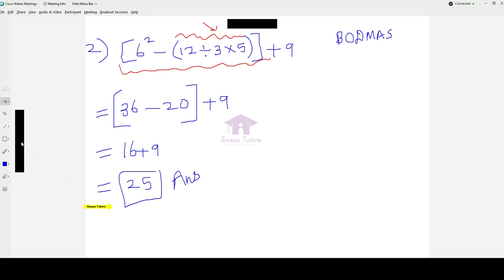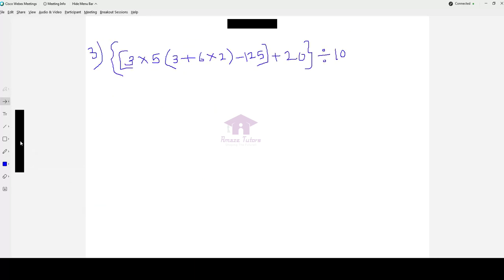Okay, so let's do much harder now. Example 3. Can you see here? It is called nested parenthesis. Nested means you have mini brackets, a nest of brackets. That is why it's called nested parenthesis. Again, we have to start from the innermost bracket.